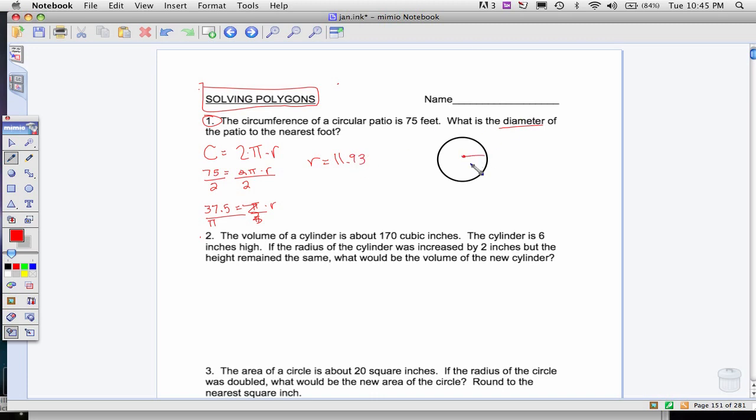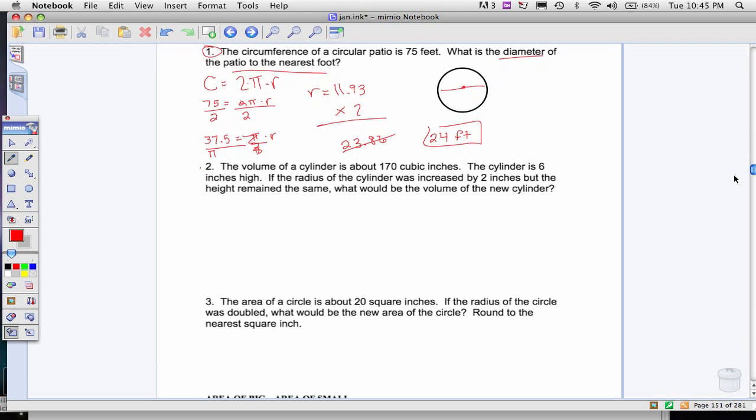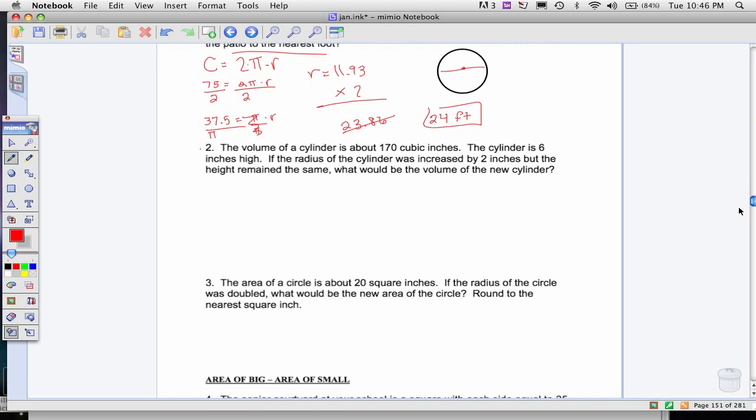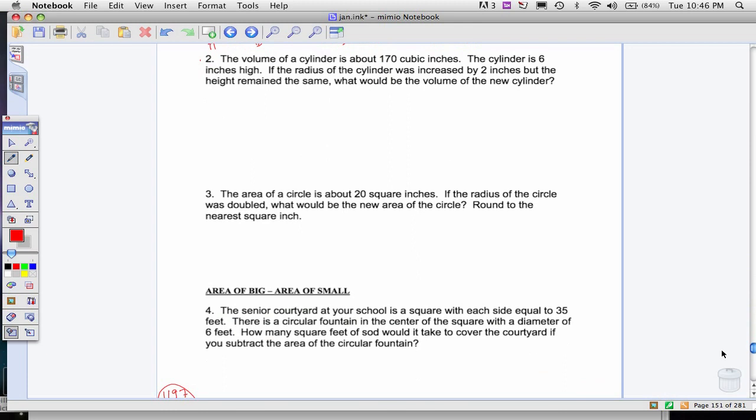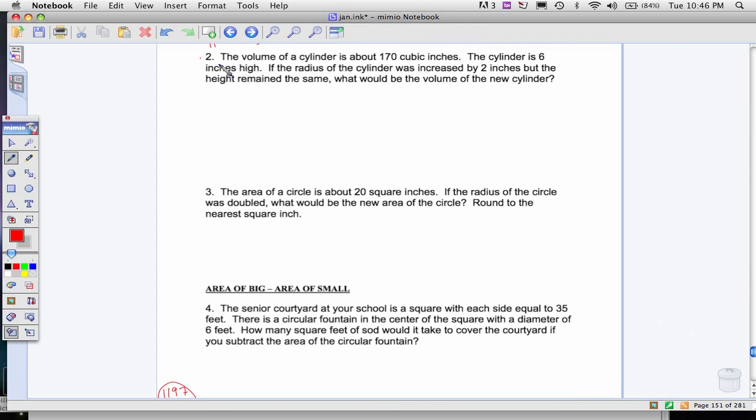Now, radius is only halfway across. To find diameter, you need to go all the way across. So you take this radius and times it by 2, and you approximately get 23.86. It does want the nearest foot, so that would be 24 feet. Now, give that problem a couple tries. Maybe try to solve it without the video, or if you need help, go back and solve it with the video later.